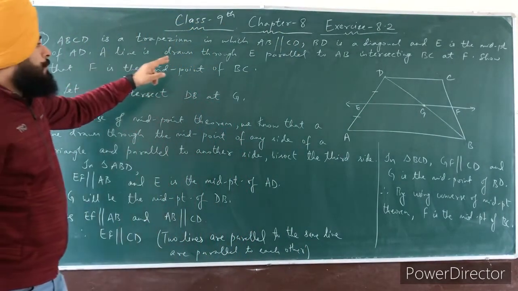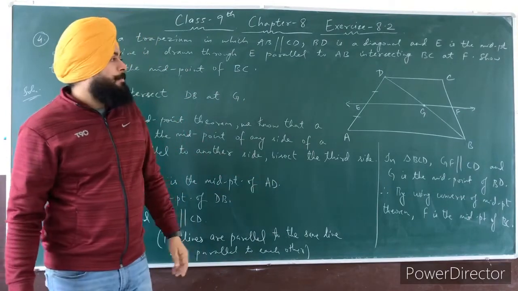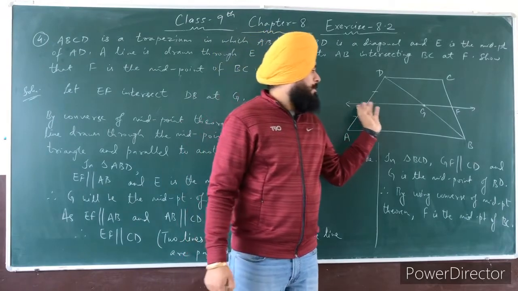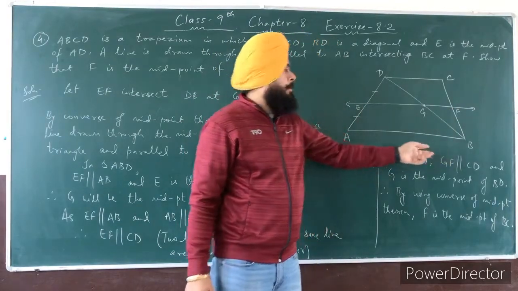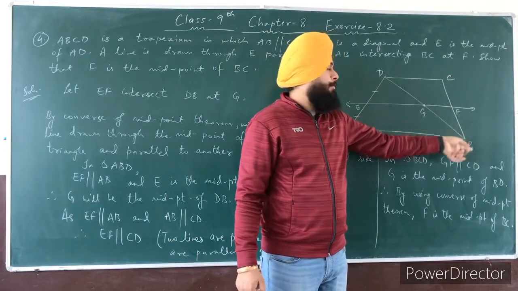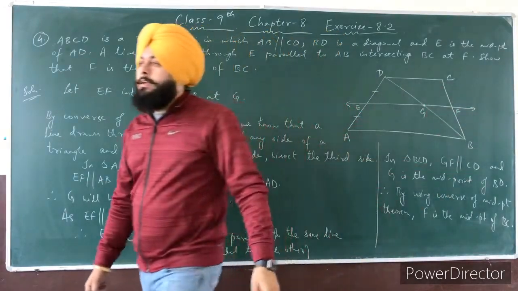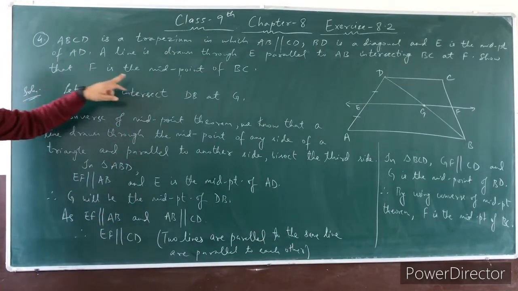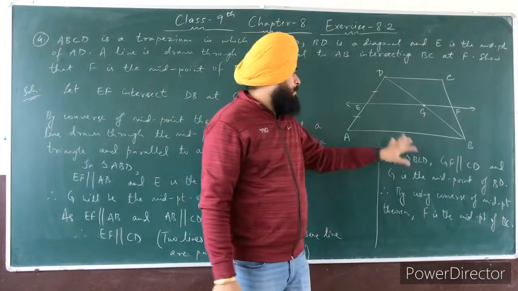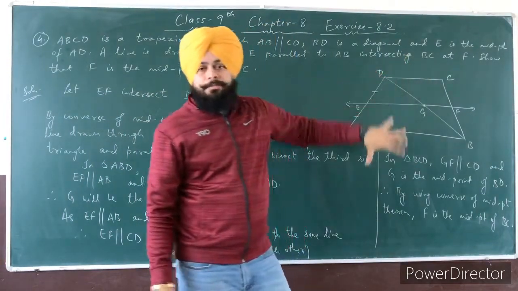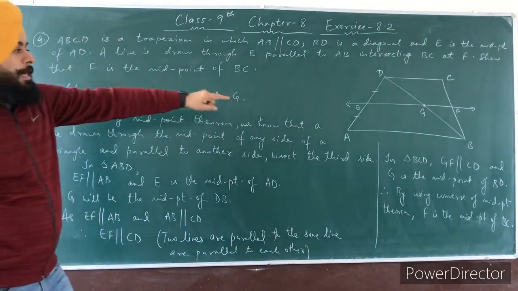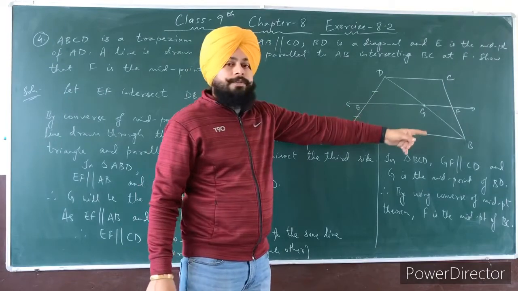A line is drawn through E parallel to AB, intersecting BC at F. It intersects the other side BC at point F. So we have to show that the point F is also the midpoint of side BC. Clear, students? ABCD is a trapezium, it is given, and we have to show that F is the midpoint of side BC.